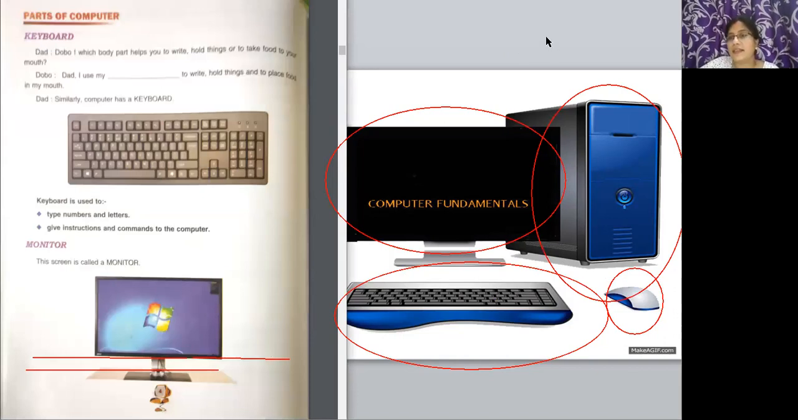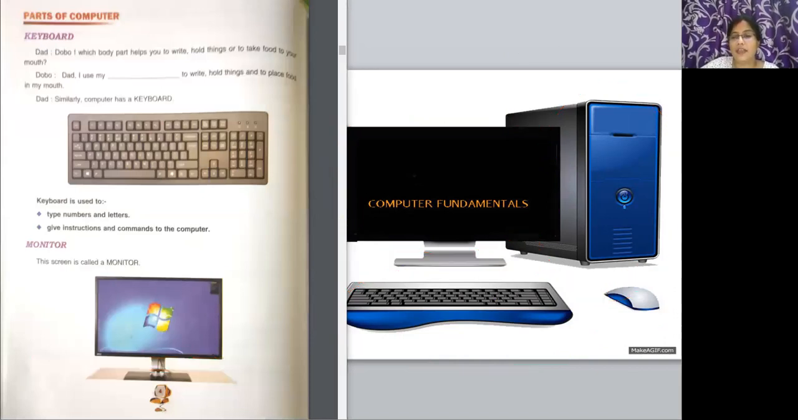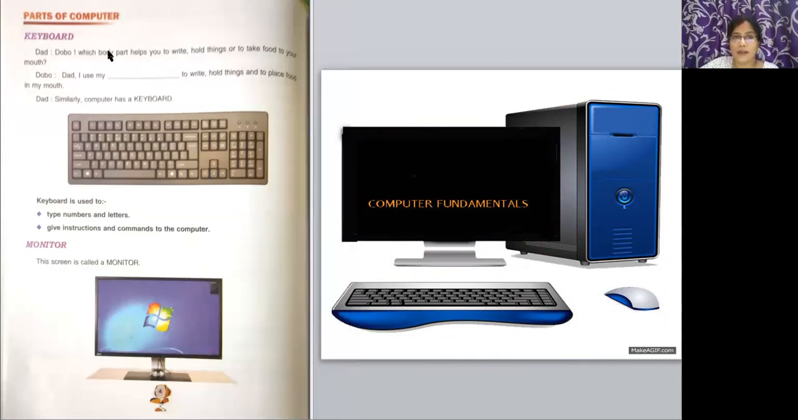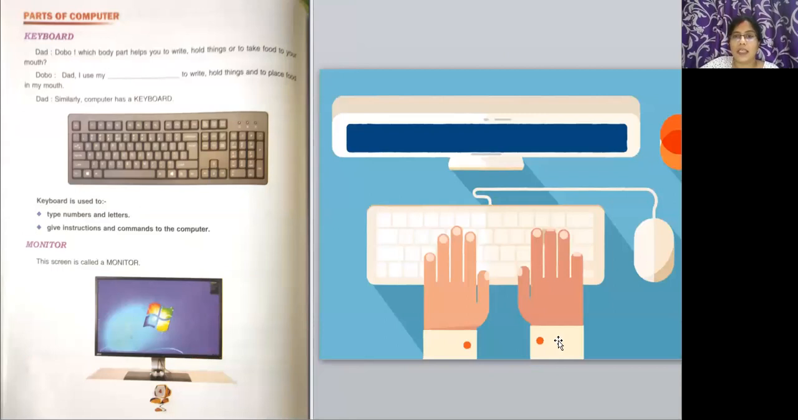Yes, let us learn the different body parts of the computer one by one. We are going to start with the keyboard. Children, which part of your body do you use for writing, picking up something, or eating food? Yes, it is your hands. The way our hands work for writing, eating, and all those things, our keyboard works exactly the same way.